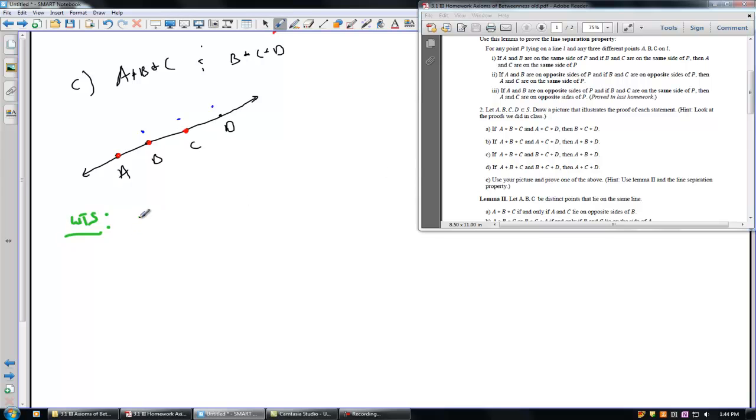I want to show that B is between A and D. So I want to show that I have this. And the way this works is, again, I'm going to choose B to be my reference point here. Obviously, A and C are on opposite sides of B, whereas C and D are on the same side of B. So again, by line separation property 3, I can conclude that A and D are on opposite sides of B. All done.